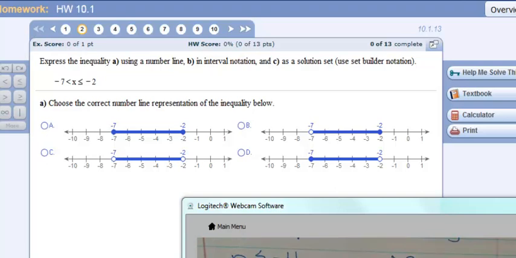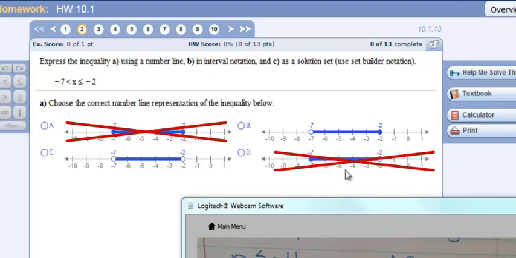So our problem says -7 is less than x, which is less than or equal to -2. So we need to choose the best graph for that. So the first thing we need to look at is -7 is less than x. So that means that's going to be an open circle at -7. So that means it's not A, it could be B, it could be C, but it's not going to be D.